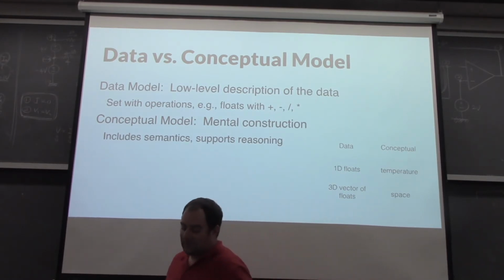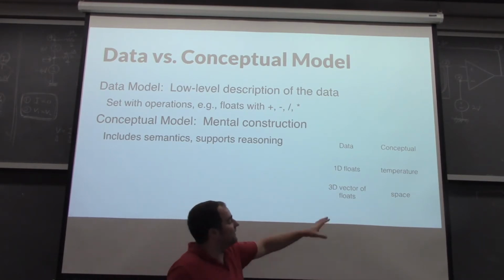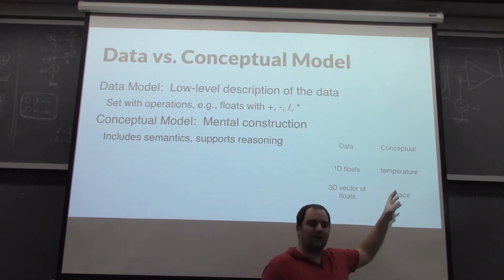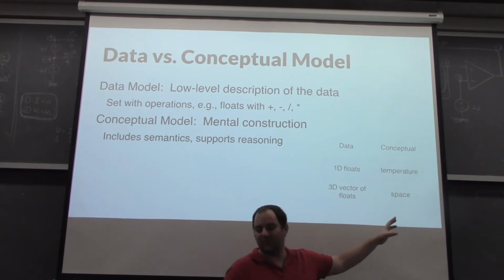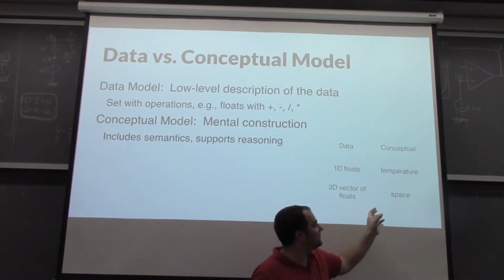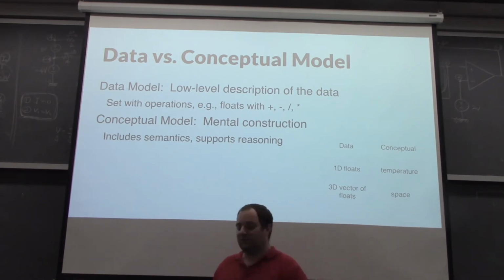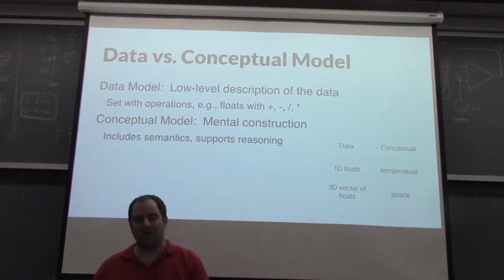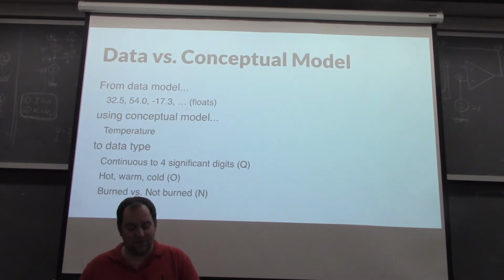So for example, the data model here would be 1D floats, and the conceptual model behind it could be temperature. Or the data model would be a 3D vector of floats. The conceptual model here could be space. So this distinction between how it is stored and what it means is very important.